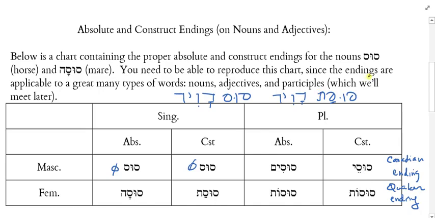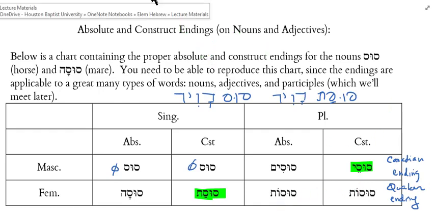So where are the two places where the construct form changes its ending? It's only two places. The feminine singular and the masculine plural. Okay? Those are the only places that I have differences. All right. The zero ending form doesn't change. The oat ending is the same. Okay? So there's just two places.